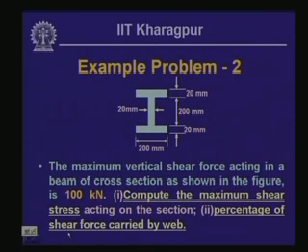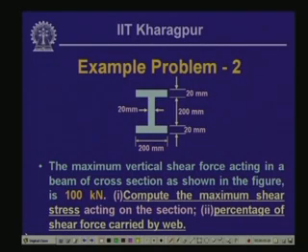Now, let us look into another example problem, which is an application of the shearing stress, of course with a different cross section than a rectangular one. The maximum vertical shear force acting on this beam cross section is given as 100 kilonewton. The shearing force has been computed for you. The cross section of the beam, as we can see, is an I section. The value of the maximum shear force is known.